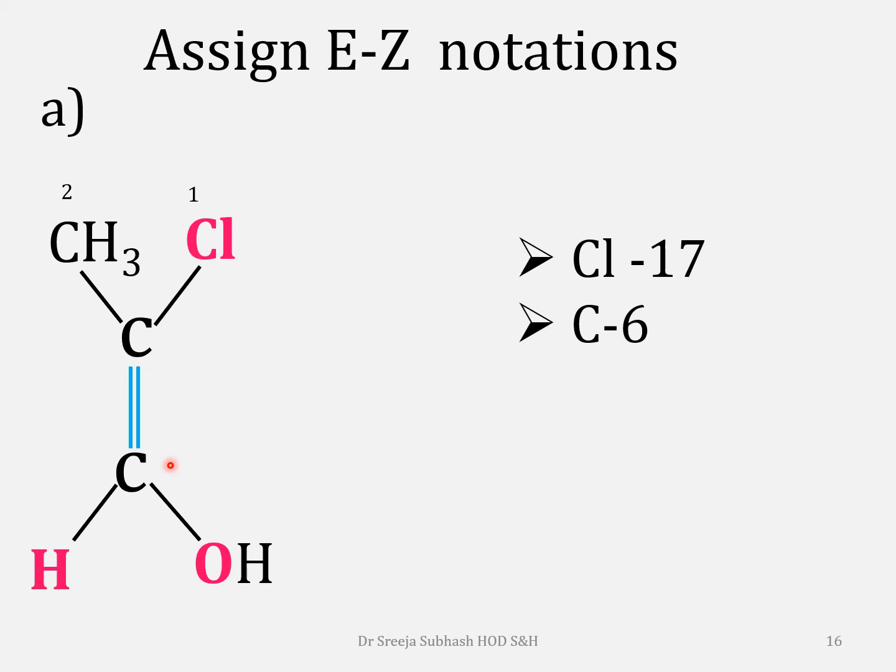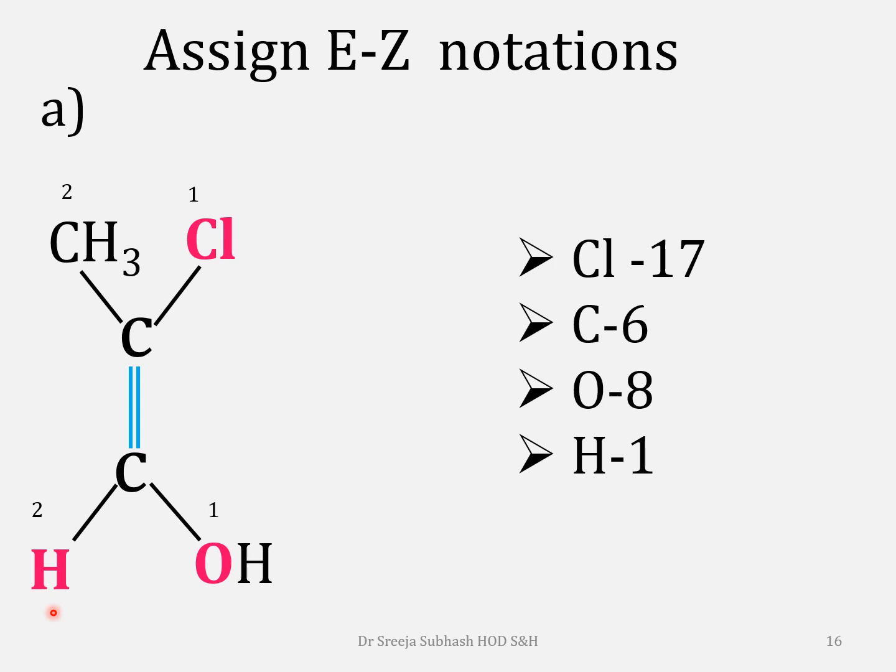Now, carbon 2. Carbon 2 has two attachments, OH on one side and hydrogen on the other side. Considering OH, the O of the OH is directly attached to carbon. So, what is its atomic number? And moving on to the next atom, here it is easy because hydrogen is the only atom there and that is a directly attached atom, so its atomic number is 1. Of the two, oxygen and hydrogen, oxygen has more priority and hydrogen has less priority. So the priority is now assigned.